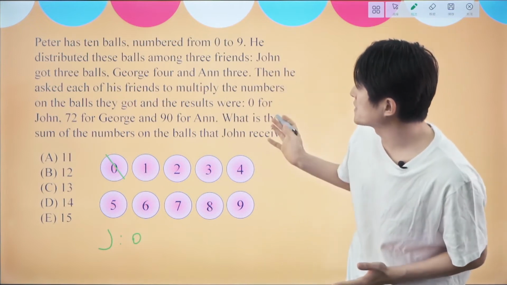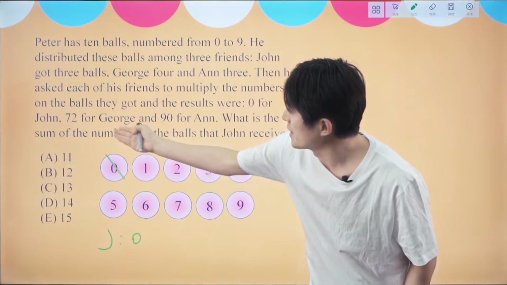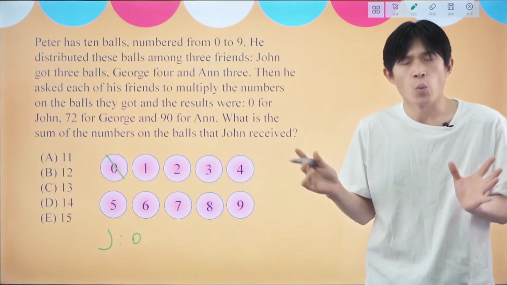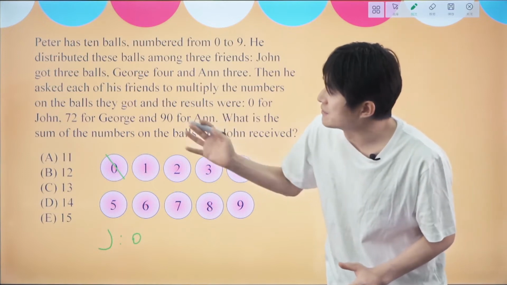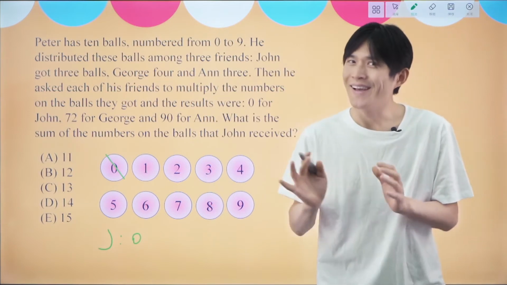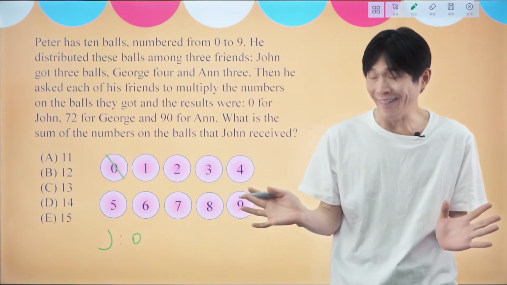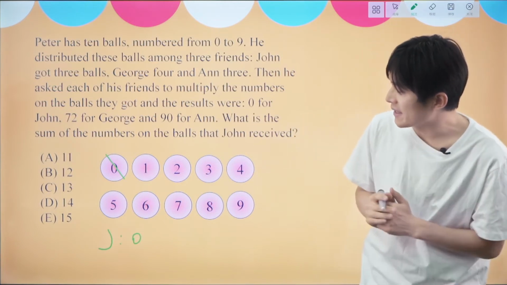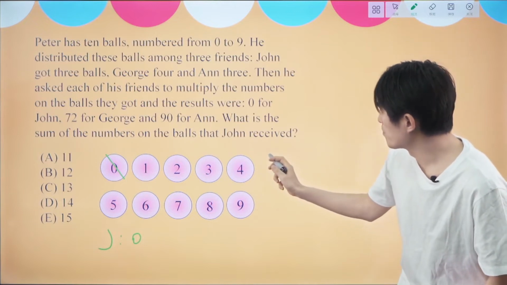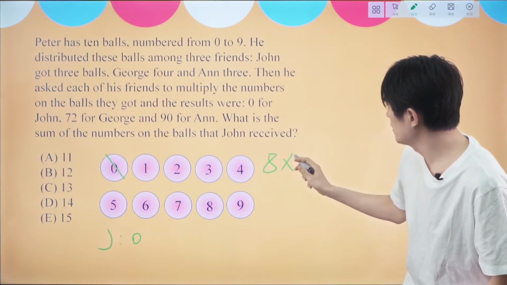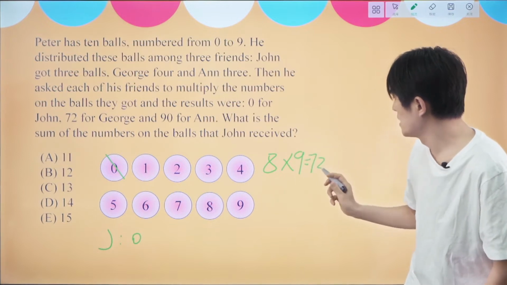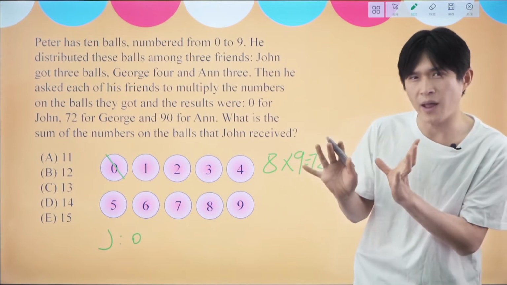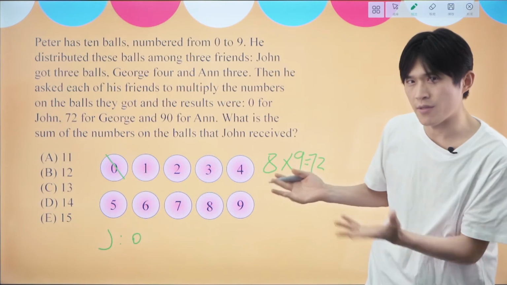And then we notice that it's 72 for George. So which numbers, when you multiply them, give 72? 8 times 9 is 72. So we write it here. Now, which 2 numbers, when you multiply them, give 8? What are the 2 numbers?